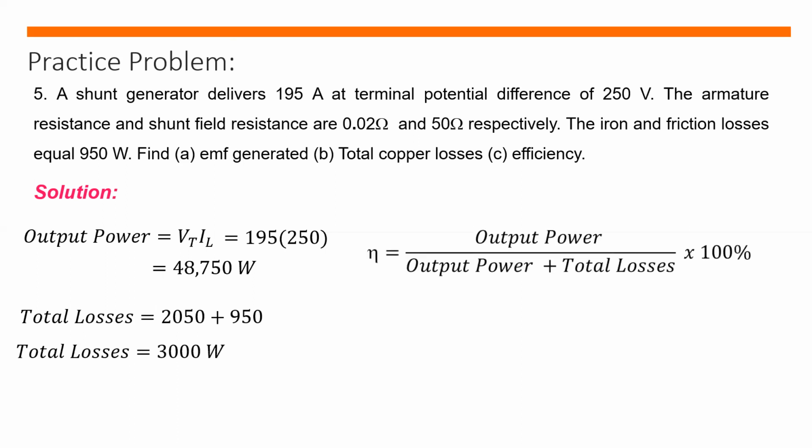So now we can solve for the efficiency using our equation, output power divided by output power plus the total losses multiplied by 100%. So substituting all the values given, then the value of the efficiency is 94.2%.